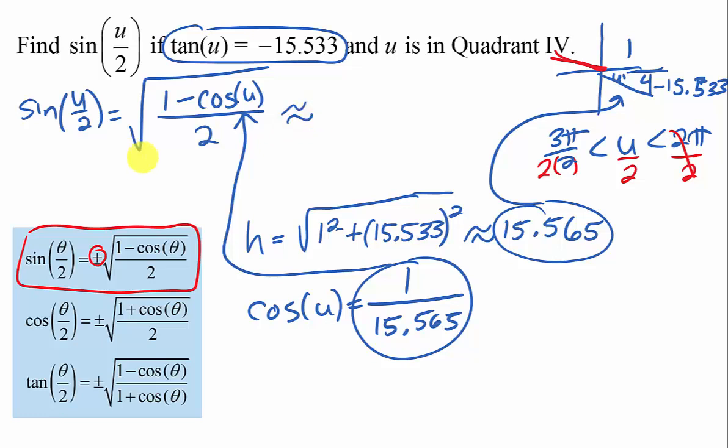So I am going to take my formula now, my identity, put that in for cosine u, and get a value. So I'm going to grab my calculator, square root of the quantity 1 minus, and we'll put this in, and then divided by 2. And we get 0.6840. That's to 4 decimal places.